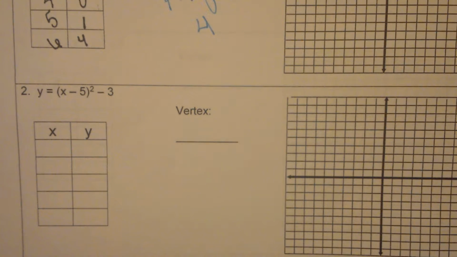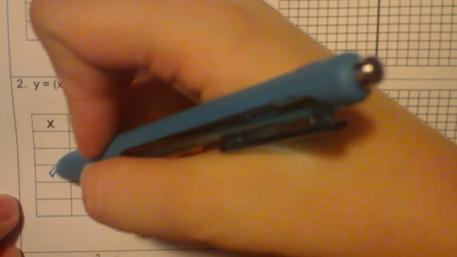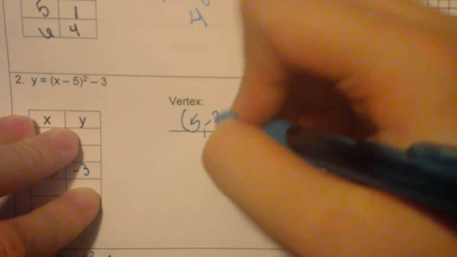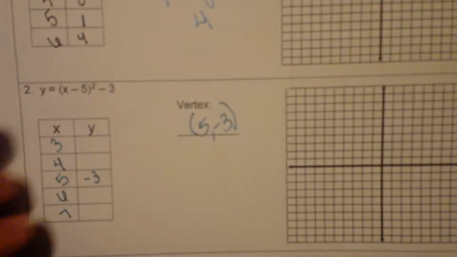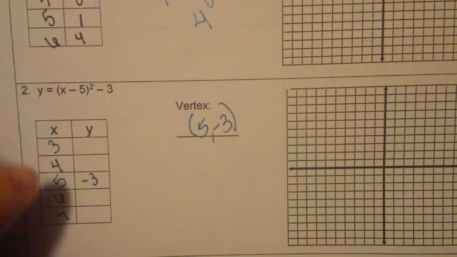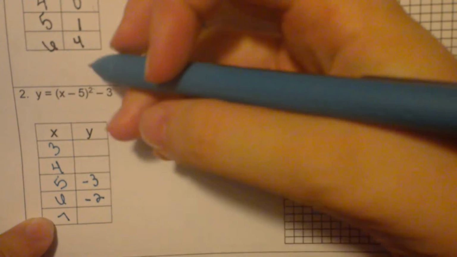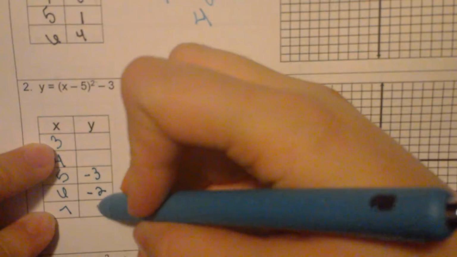So the next one, I notice that on the inside it's x minus 5, so my h is 5. I'm subtracting 3 on the outside, so my vertex is 5, negative 3. So again, I'm going to take sequential numbers, consecutive numbers. 6 minus 5 is 1. 1 squared is 1. Minus 3 would be negative 2. 7 minus 5 is 2. 2 squared would be 4. 4 minus 3 is 1.